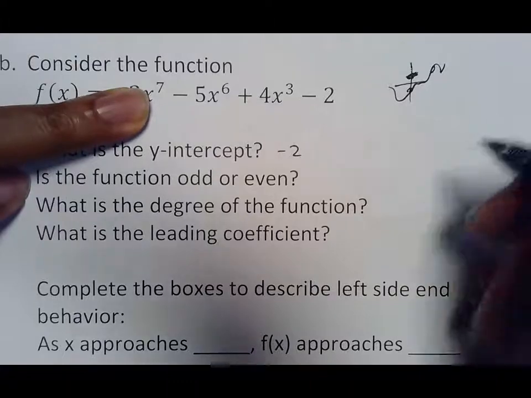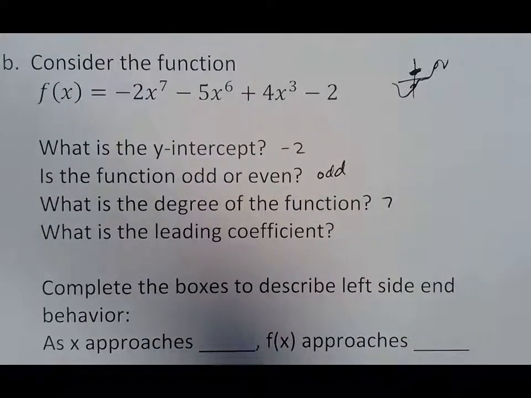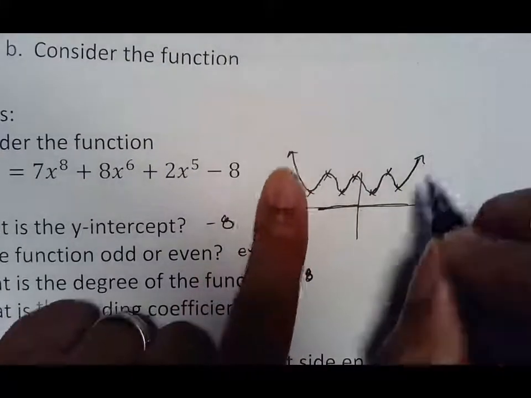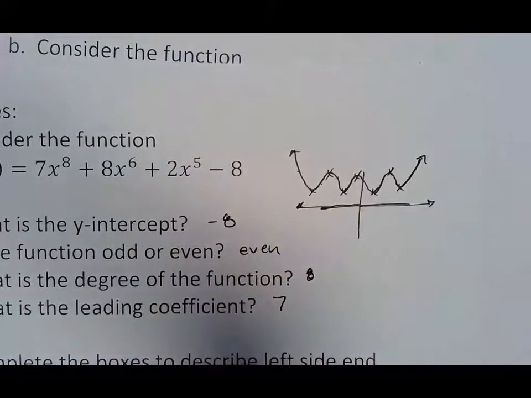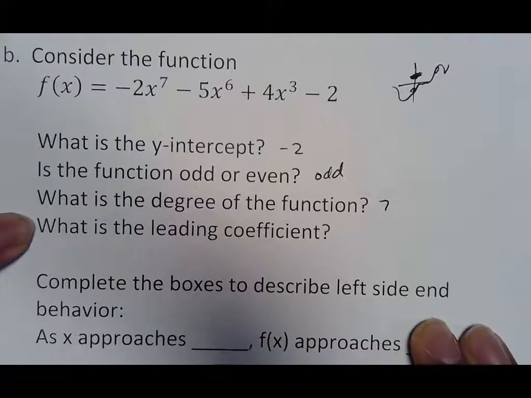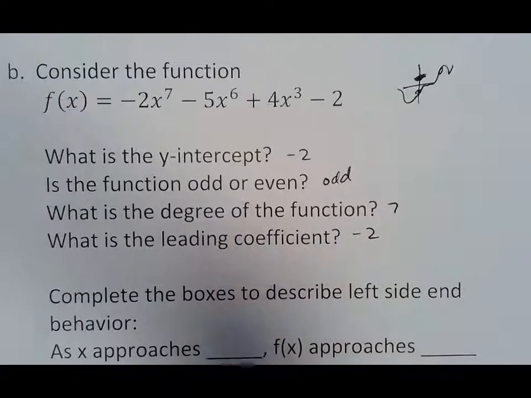Anyway, is the function odd or even? The degree is 7, so it is odd. That means it's going to have the arms going opposite directions, because going back to what we know about odd versus even, remember I said odd is the dancer, one arm up, one arm down. Notice both arms go up, so even is what it was. The degree is 7. The leading coefficient, again, is the number attached to the most powerful variable, which is -2.